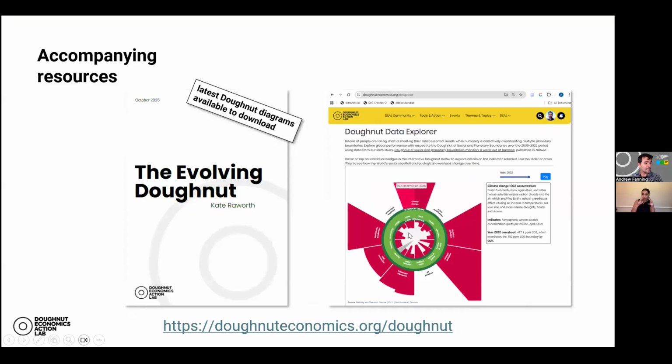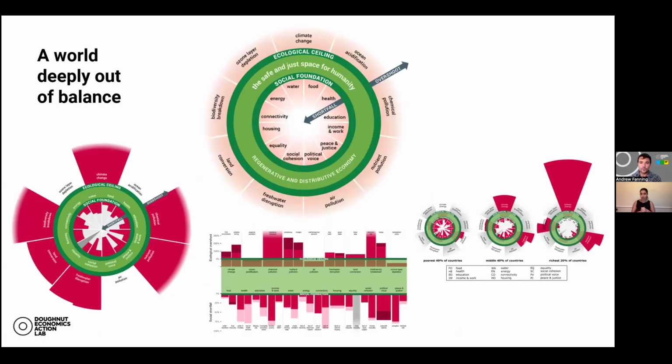So let me then bring us to the next stage, which really takes a step back and wraps up and says, this is Doughnut 3.0. These are some of the results. The trends are what it says on the tin. They're monitoring a world that is deeply out of balance. I think in terms of implications, there are two big ones that I take away from it.